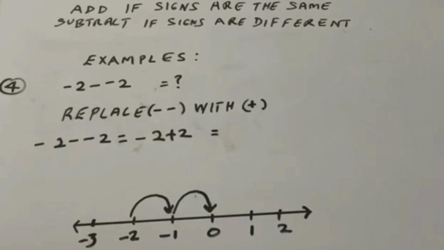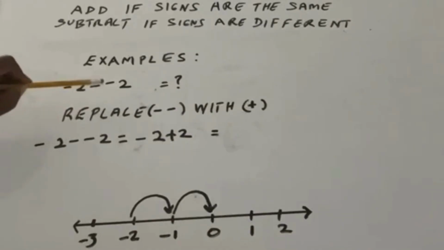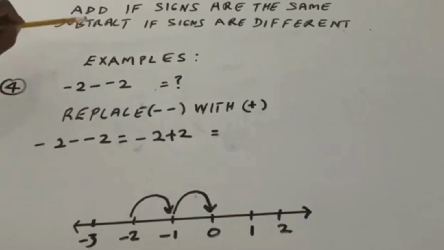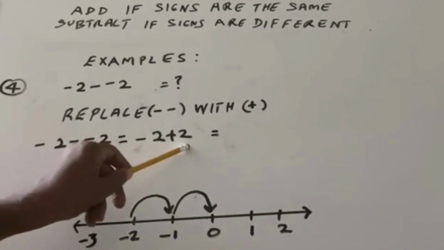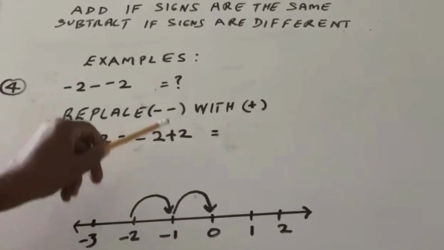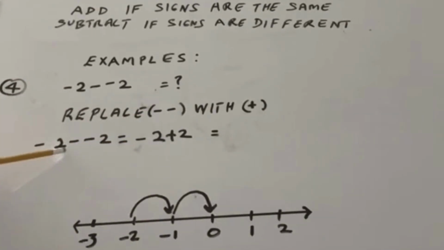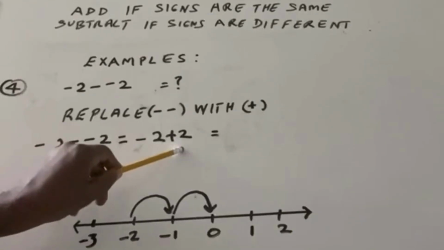Let's move to our fourth example. What is negative 2 minus negative 2? According to our sign rules, when the two signs are the same, we replace them with an addition sign. So let's rewrite negative 2 minus minus 2 as negative 2 plus 2, where we are using a plus sign to replace the two negative signs. So therefore, negative 2 minus minus 2 is equal to negative 2 plus 2.